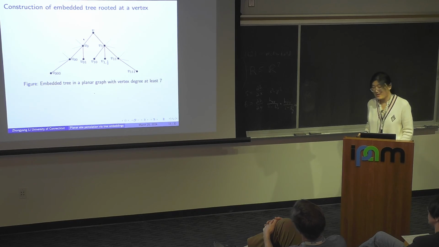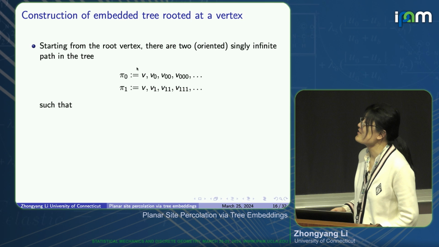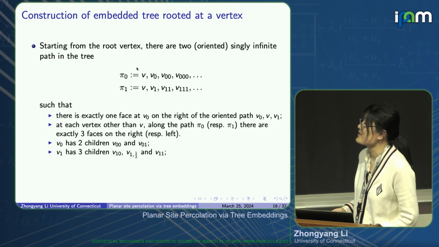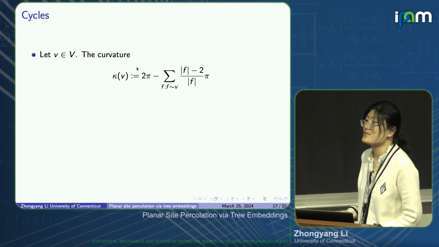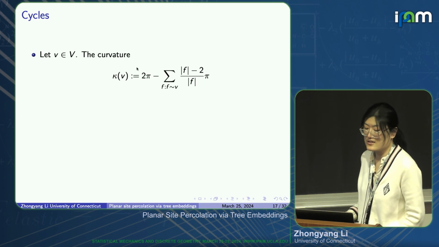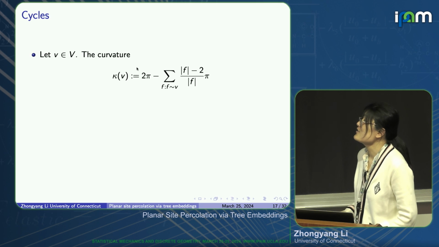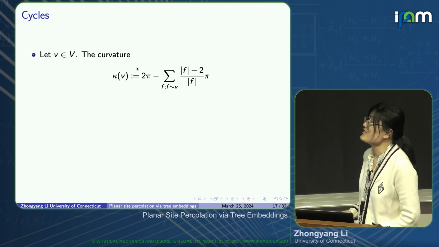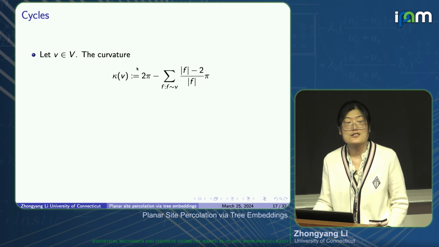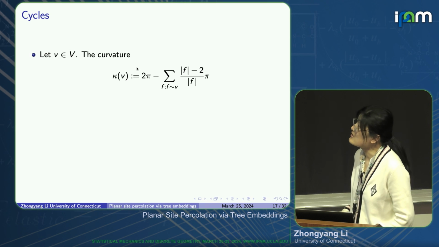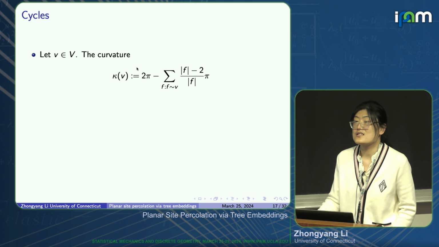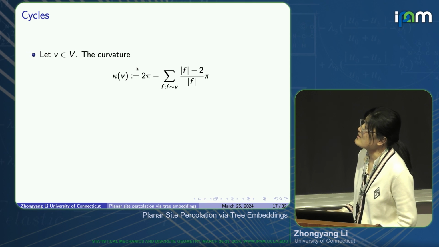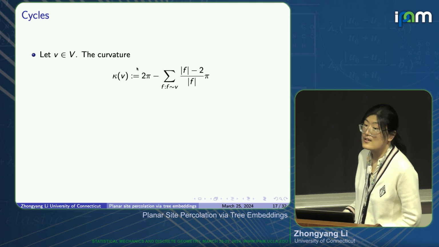Okay, and then this way, we have some subgraph, but the question becomes why this subgraph is a tree, why those paths we constructed do not cross each other and form a cycle. In order to show that this is indeed a tree, we will define a discrete curvature at each vertex. The discrete curvature is defined to be 2π minus the sum over all the faces incident to a vertex of the degree of that face minus 2, divided by the degree of that face, multiplied by π.